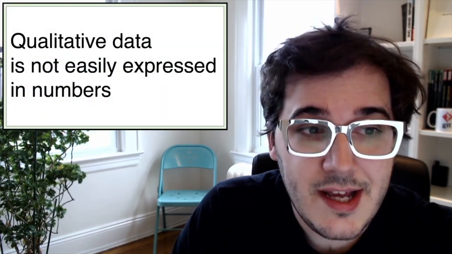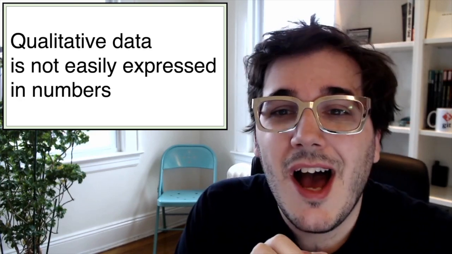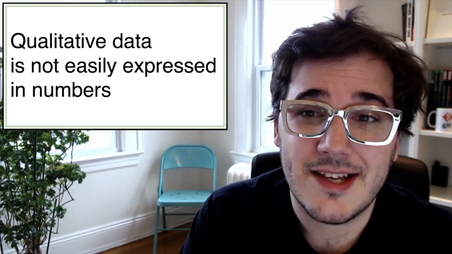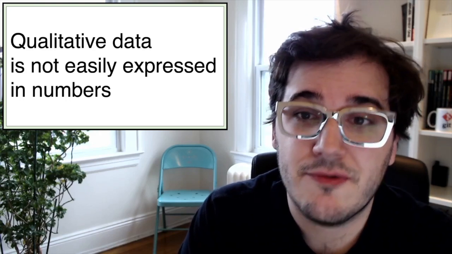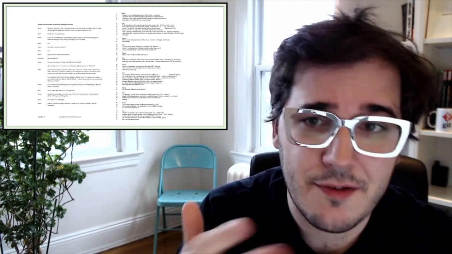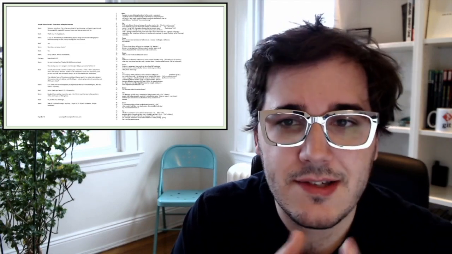Qualitative data doesn't have another name. Qualitative data is data that's not easily expressed in numbers. So think the results of an interview, right? You have someone ask some questions, and then people give answers in words. They describe events. Ethnographic research is qualitative.